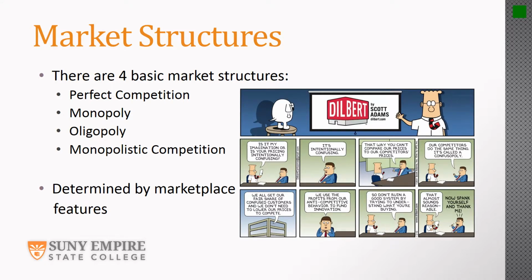There are four basic market structures: perfect competition, monopoly, oligopoly, and monopolistic competition. How does a market sort into one of these structures? It depends on a number of marketplace features.